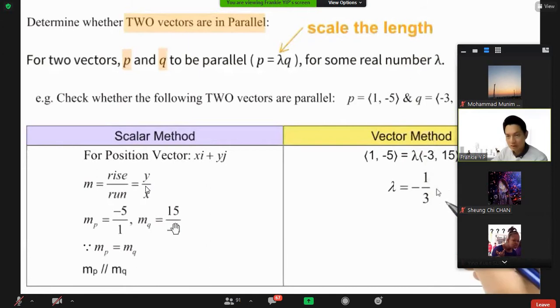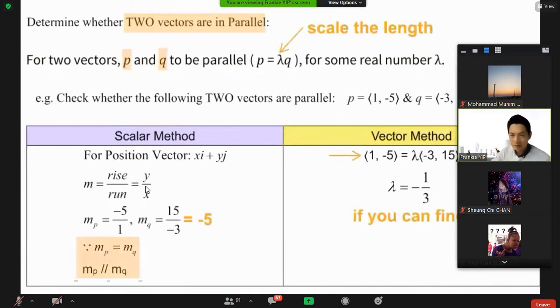Remember, this is the scale, the length. Okay, the lambda is to scale the length. Got it? Okay, I think it's easy. If you can find out the lambda value, then it's already fine. It's already proven. Remember, you are going to use the vector formula to prove everything, because in the question, we are going to limit the method you use. Okay, we are going to let you use vector instead of scalar in proving something, then you have no choice. Got it?